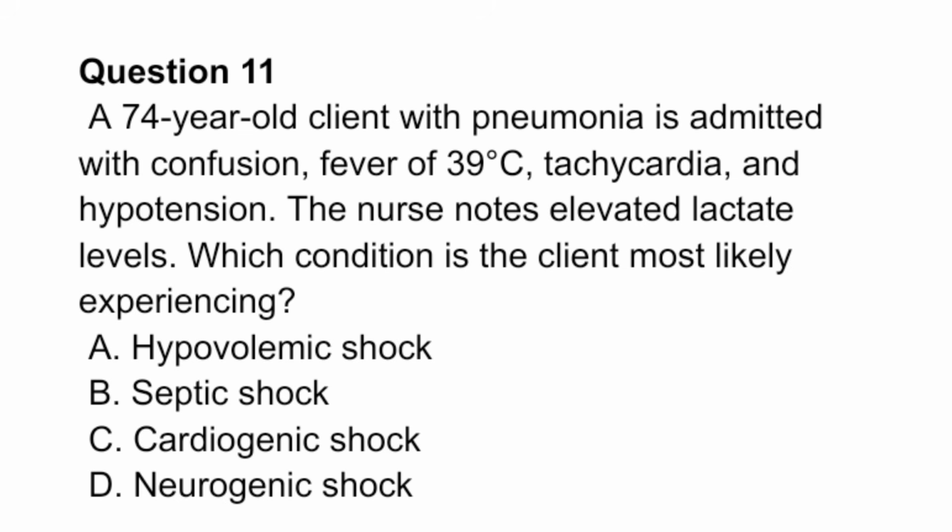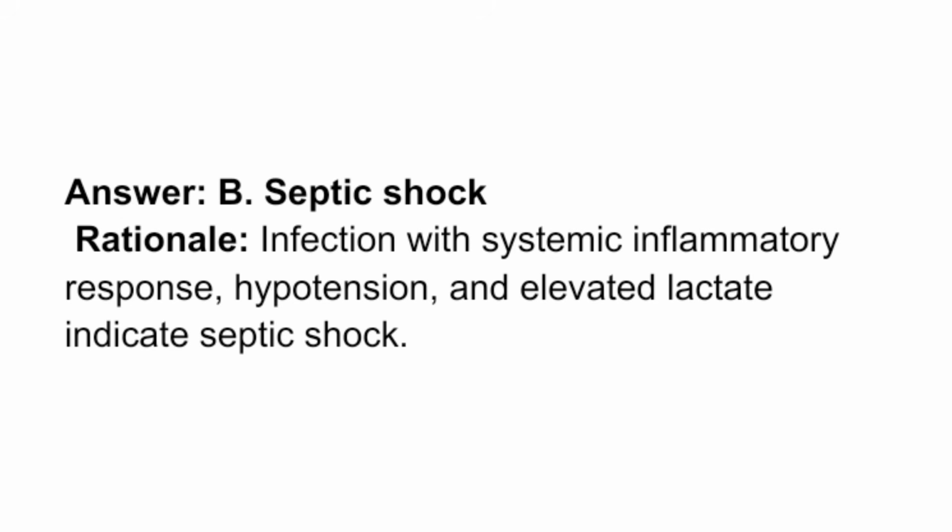Question 11. A 74-year-old client with pneumonia is admitted with confusion, fever of 39 degrees Celsius, tachycardia, and hypotension. The nurse notes elevated lactate levels. Which condition is the client most likely experiencing? A. Hypovolemic shock. B. Septic shock. C. Cardiogenic shock. D. Neurogenic shock. Answer: B. Septic shock. Rationale: infection with systemic inflammatory response, hypotension, and elevated lactate indicate septic shock.